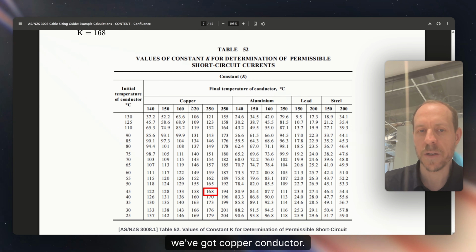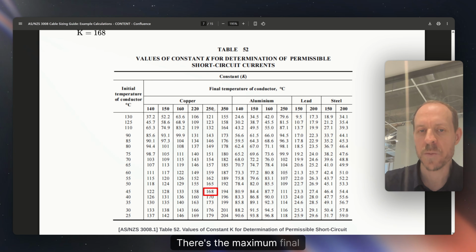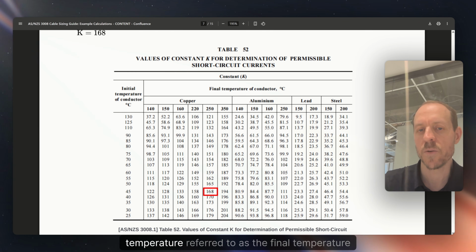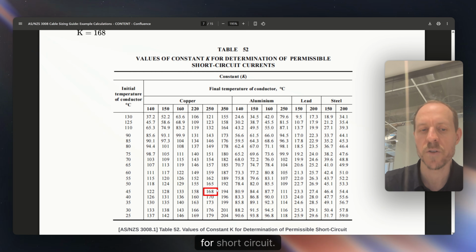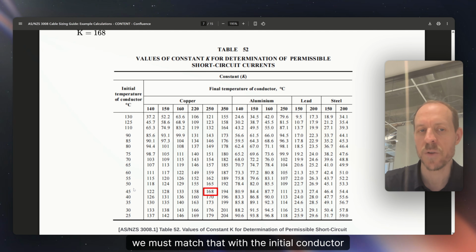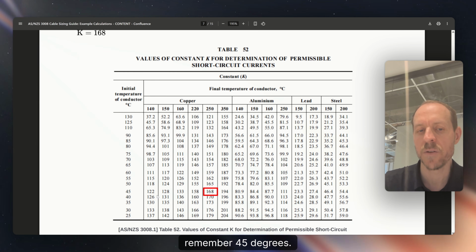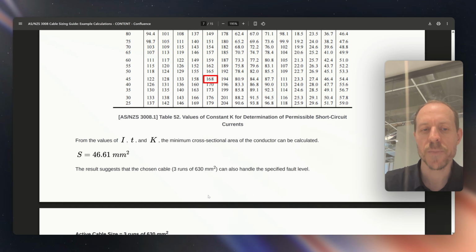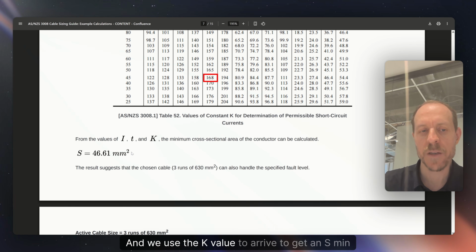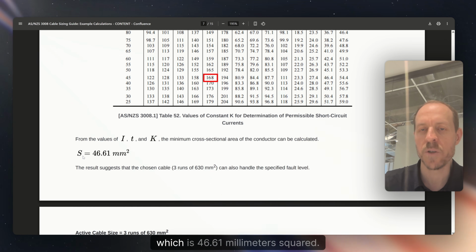We've got copper conductor. There's the maximum final temperature, or referred to as the final temperature for short circuit. And we must match that with the initial conductor temperature, remember 45 degrees. So 168 is our K value. And we use the K value to get an S min, which is 46.61 millimeters squared.